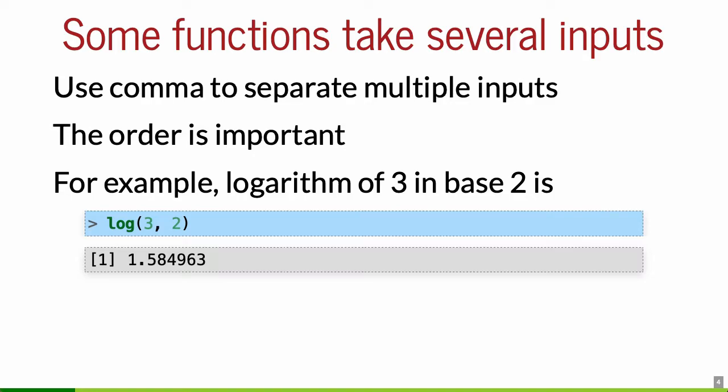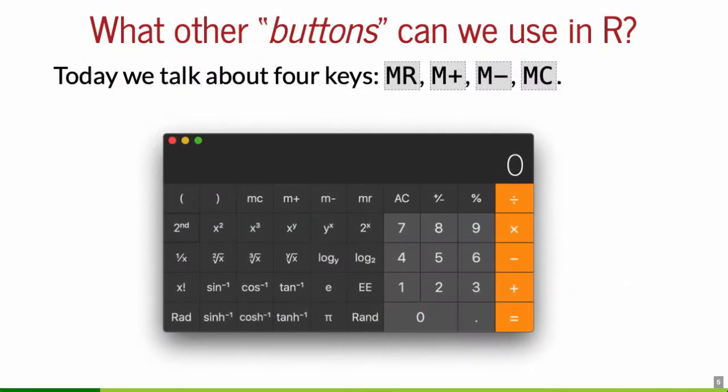Some functions can take more than one input. In that case, the inputs are separated with a comma. For example, the logarithm of 3 in base number 2 is written like log of 3, 2. The order is important. So, if R is a calculator, what other buttons can we use? Today we are going to talk about the memory buttons.